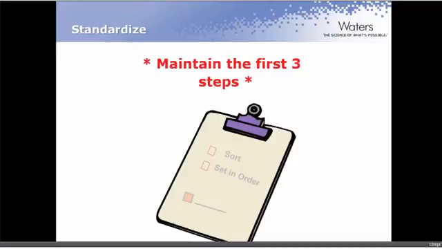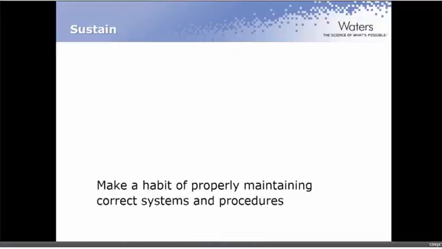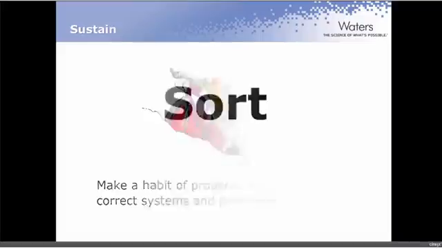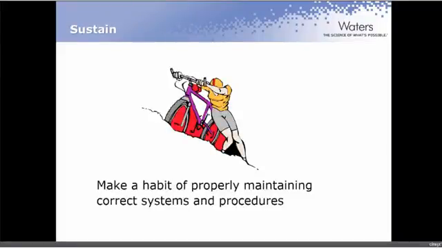And then the last S is the most difficult of all, and that is Sustain. And that's where you're trying to make a habit of properly maintaining the correct systems and these procedures. You're making sure it's being sustained, and we'll go into more detail on each one of these 5S's. But this is the most difficult. You get the first three S's going, and if you don't standardize it, it's going to be hard to sustain it going down the road. I can tell you, we've been doing 5S at ERA for 4 years, and I'm not going to say it's self-sustaining, but it really is self-sustaining at this point in time.